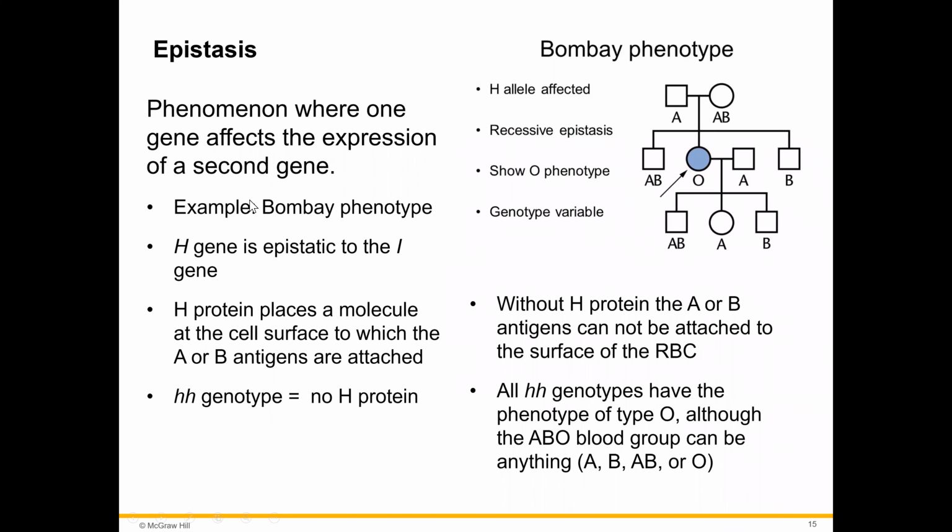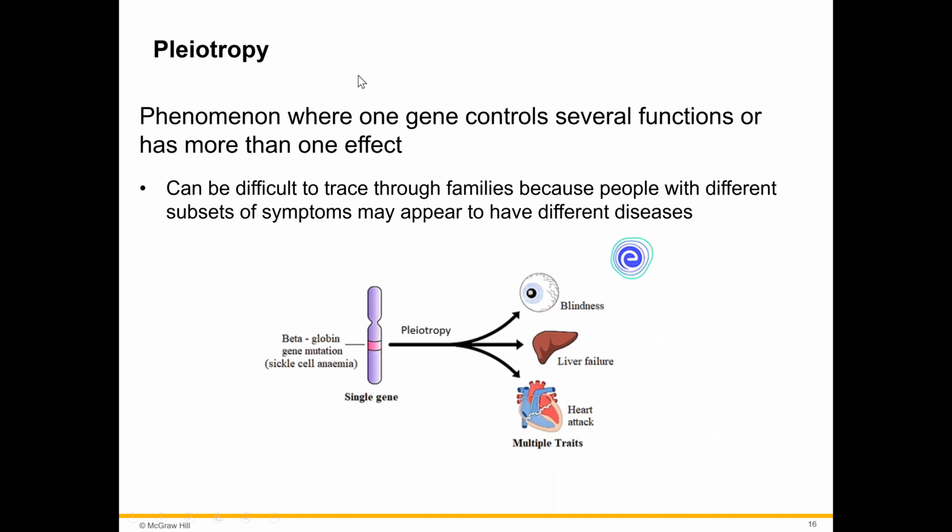So of course, there is a lot of variation in our inheritance. And pleiotropy is a phenomenon when one gene controls several functions or has more than one effect. It can be difficult to trace through families because people with different subsets of symptoms may appear to have different diseases. Now, pleiotropy is shown over here.